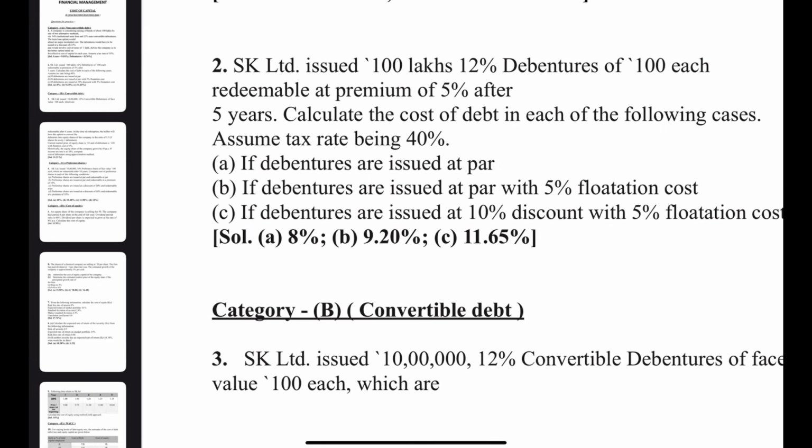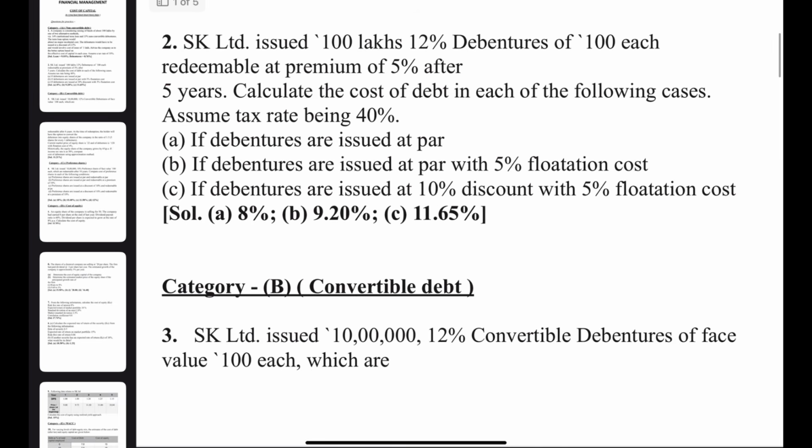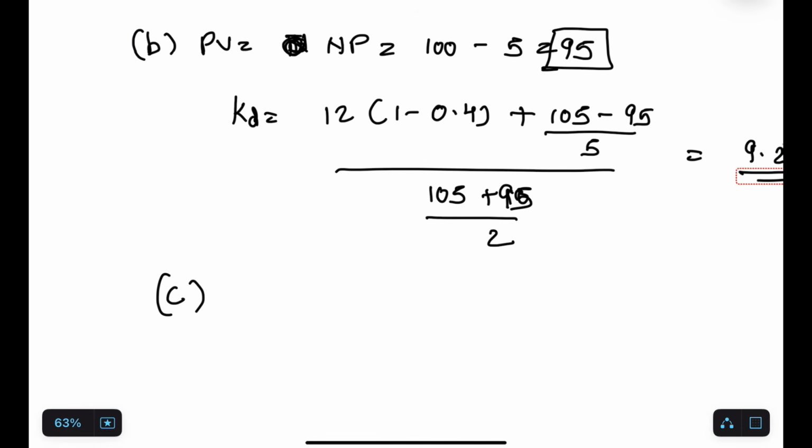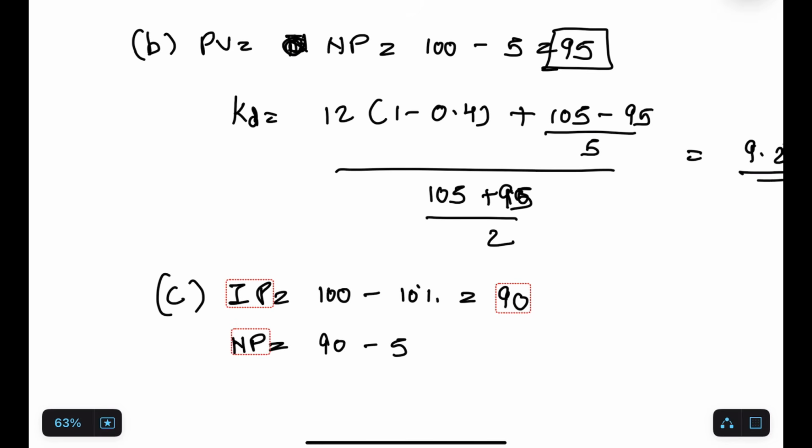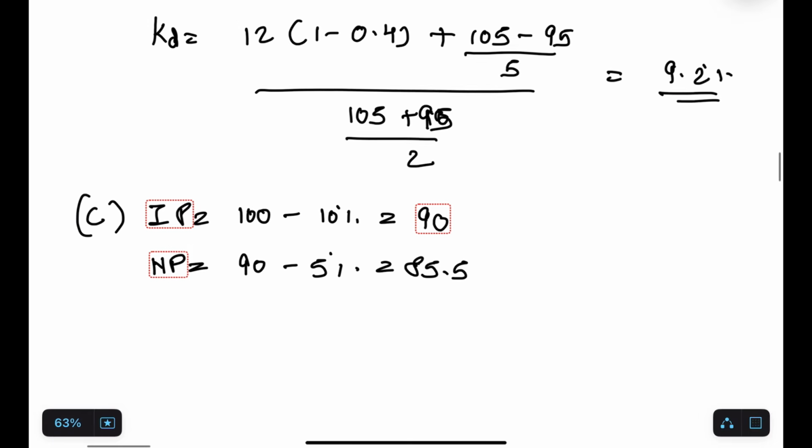The third case says that debentures are issued at 10% discount with 5% flotation cost. So now there is a discount and flotation cost. Here, the important thing to note is that flotation cost is always applied on the issue price. So first we have to find out the issue price, then we would calculate the net proceeds. So the issue price would be 100 rupees minus 10% discount, which is 90 rupees. And then we would calculate net proceeds, which would be 90 minus 5%, which will be 85.5 rupees. So this is our PV.